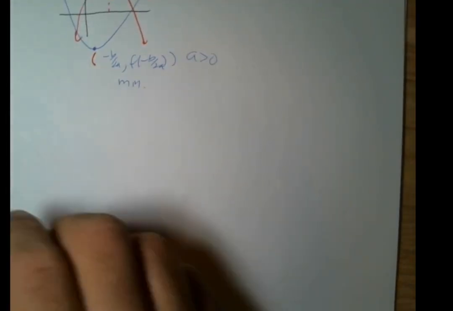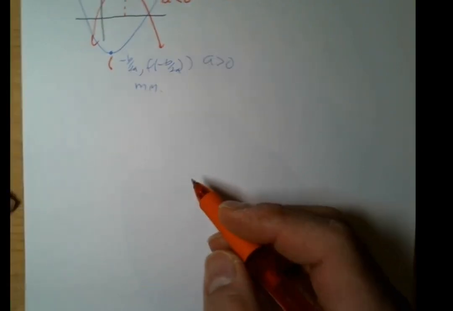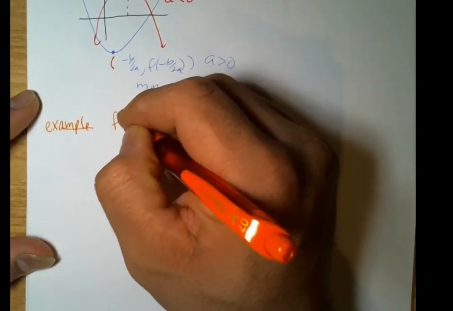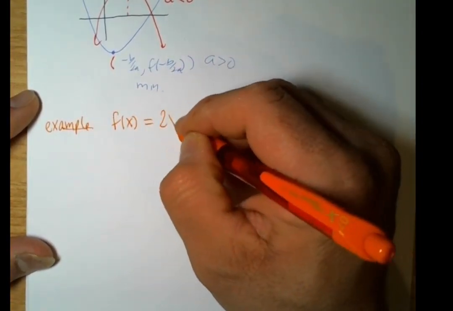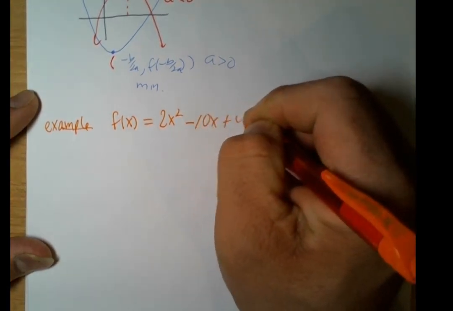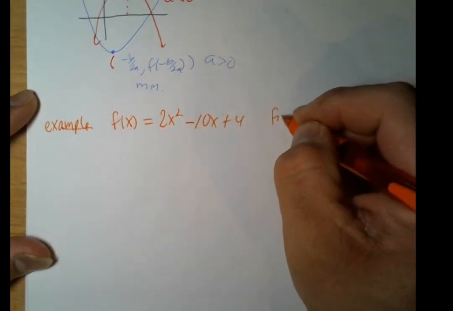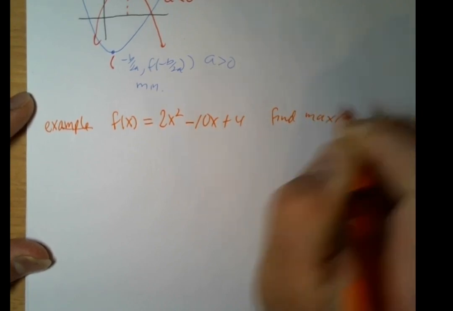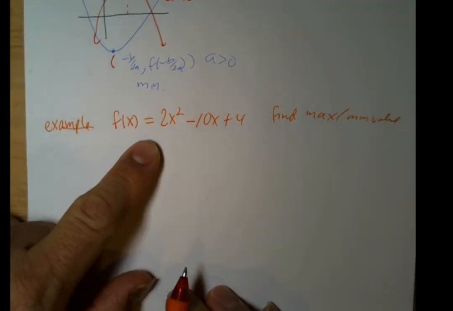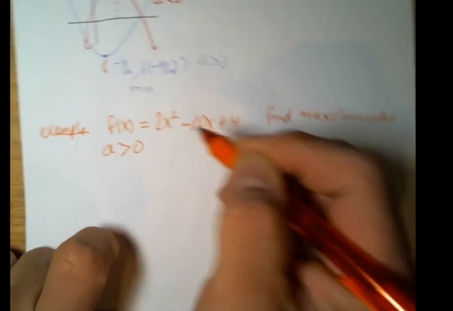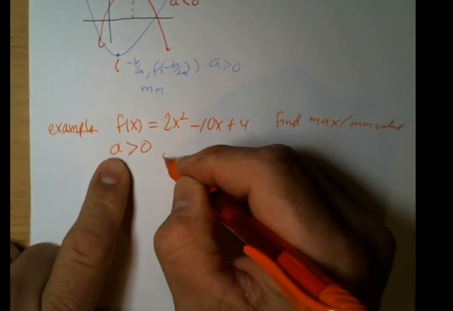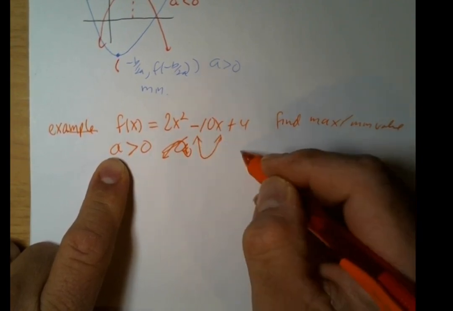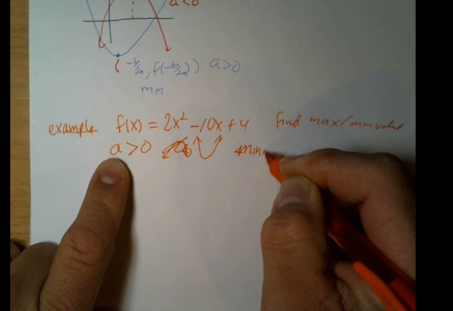All right, so now let's look at an example here. Let's say that we are given the function f(x) is equal to 2x squared minus 10x plus 4, and I'm asked to find the max/min value. Now, one thing I notice here is that this is a 2, so positive 2, so it's bigger than 0. So it looks something like this, opening upward, so I know I have a minimum value.